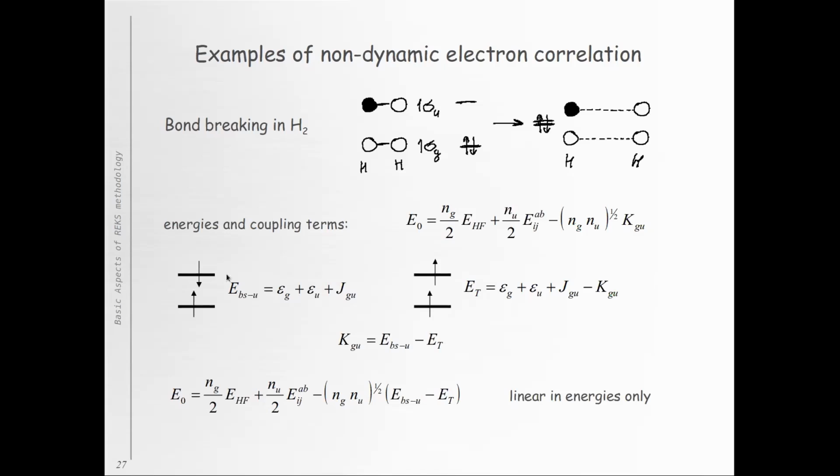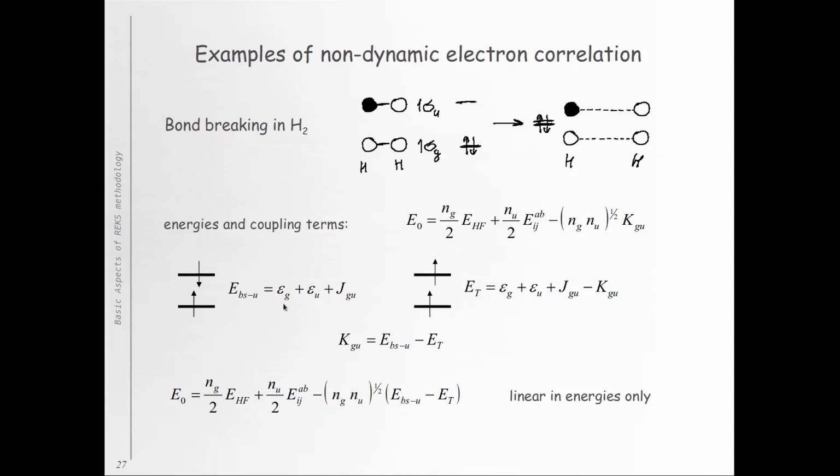I have only two orbitals in a hydrogen molecule, right? Sigma g and sigma u. Sigma g with spin up and sigma u with spin down electron. It can be the other way around. The energy expression for this broken symmetry, spin unrestricted, let's say, configuration will remain the same.